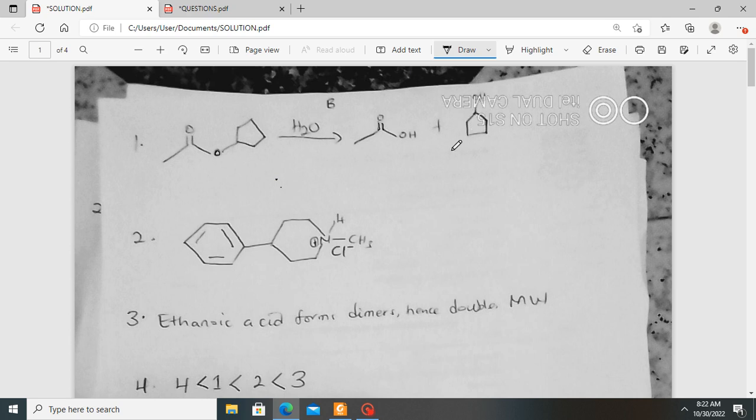The reverse of this reaction is an esterification reaction, and the forward reaction is a hydrolysis reaction of the ester to produce the corresponding carboxylic acid and the alcohol.